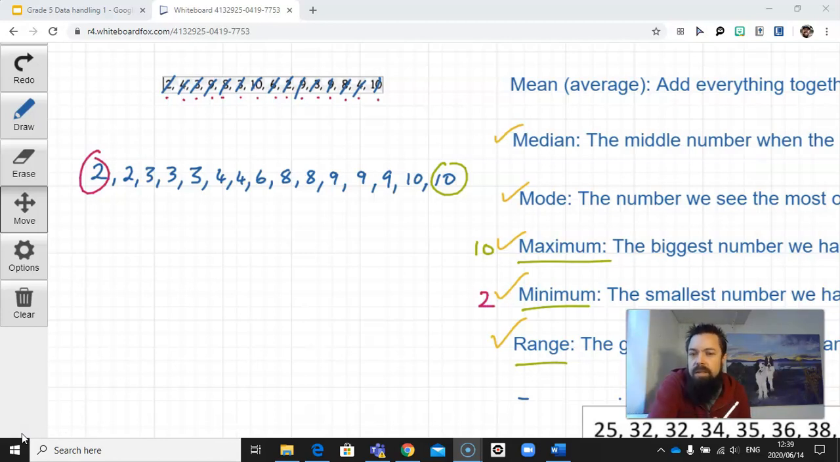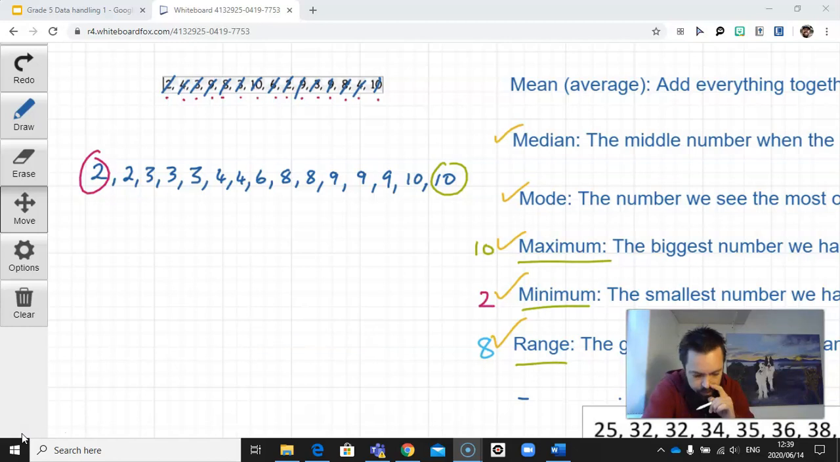Range is the difference between, remember? And the range is the difference between. And so what we do is we do that minus sum, because difference means minus. So 10 minus 2 equals 8.